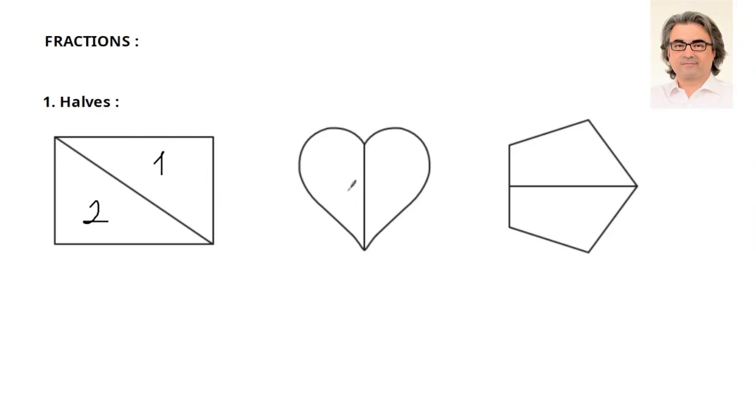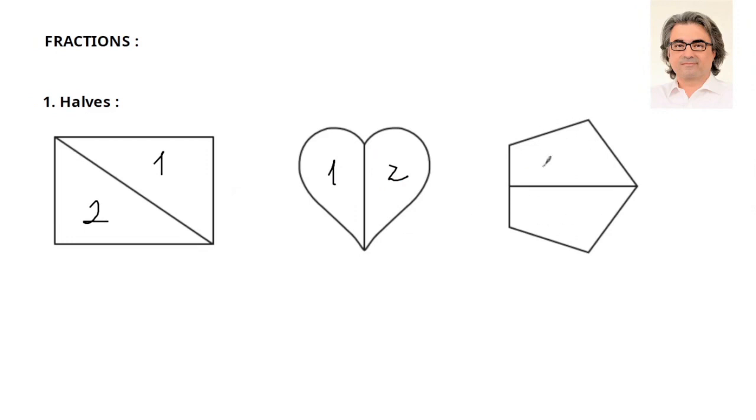What about this figure? It's very nice. Heart. And the heart was divided into two equal parts in the figure as you see. Let's denote these two parts with 1 and 2. They are equal to each other. One of them is the half of the whole. Half of the whole. Whole means here heart. And these two parts are called halves.